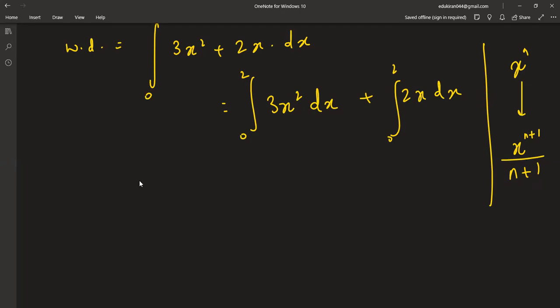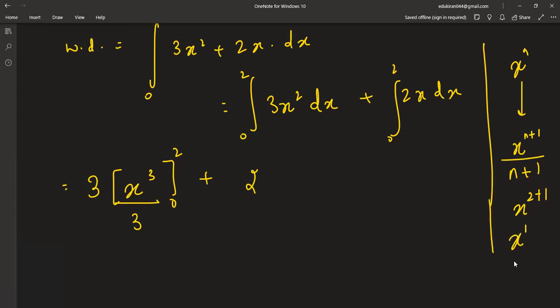So what will this become? 3 is already a constant. X to the power 2, plus 1, that becomes 3, and whatever the power is, that gets divided, from 0 to 2. Plus this becomes 2x to the power 1. So 2 is constant, and x to the power 1, plus 1, makes it x square divided by 2, from 0 to 2. So 3 will be cancelled, 2 will be cancelled.